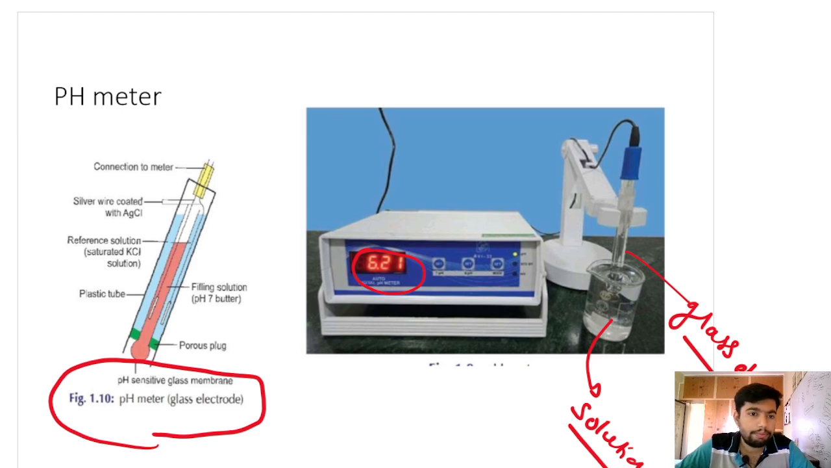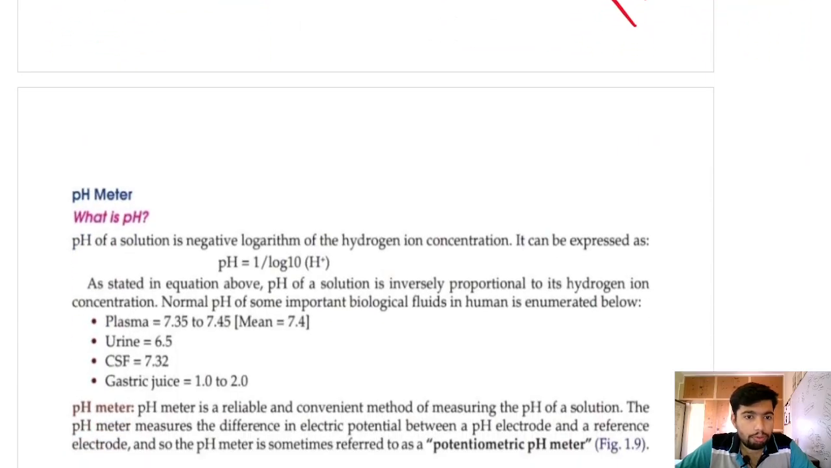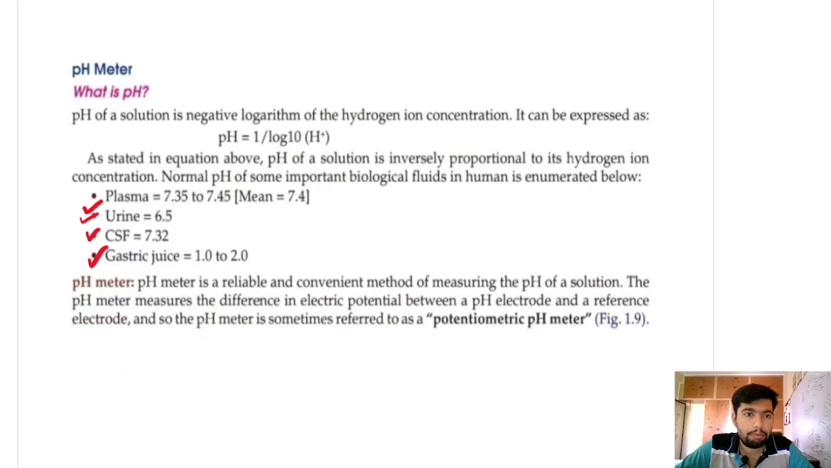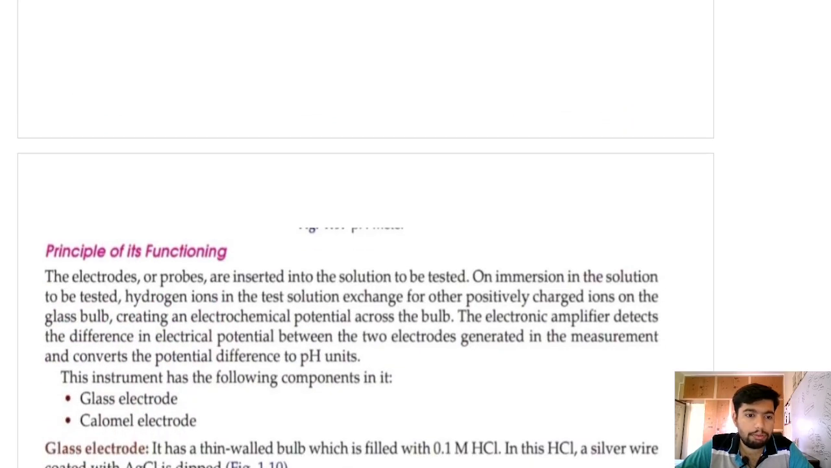And you should also know the pH of normal plasma, 7.35 to 7.45. This is an important point. Urine is 6.5, CSF is 7.32 and gastric juice is 1 to 2. You know the normal principle of how the pH meter works. You should know the formula according to your chemistry practicals. I am not discussing it here in detail, but you should know the functioning principle.